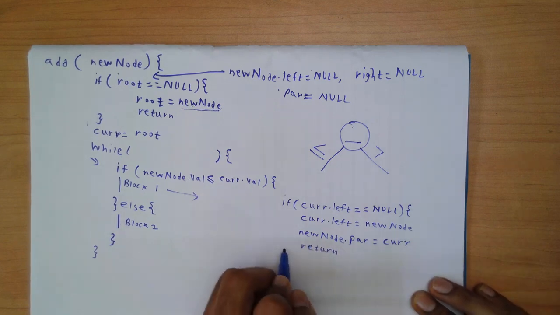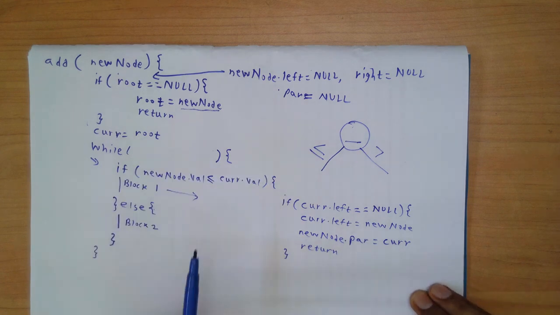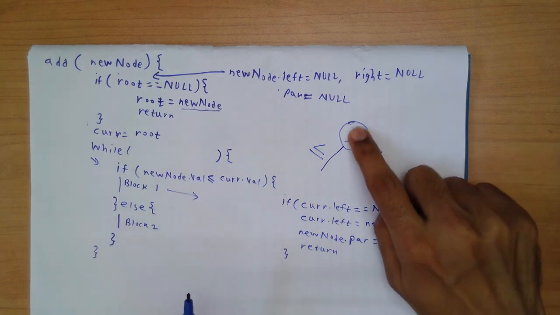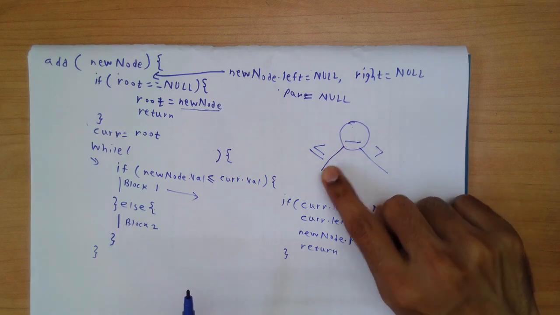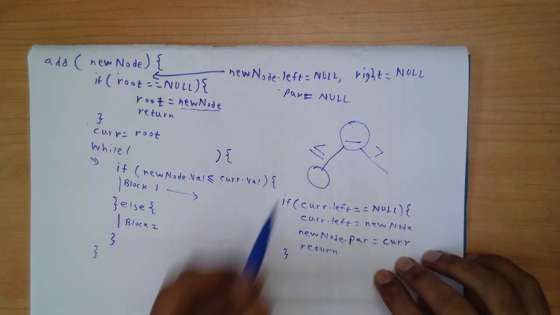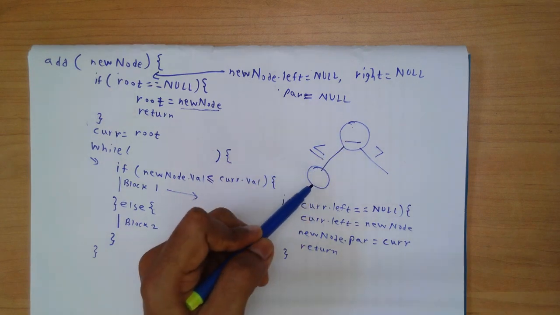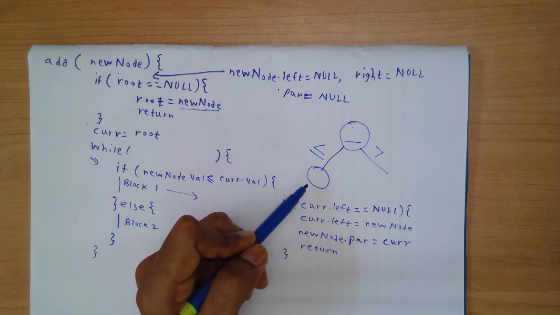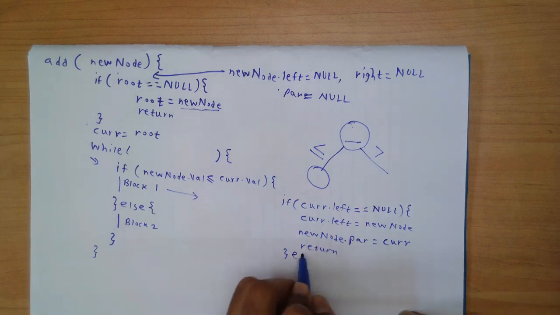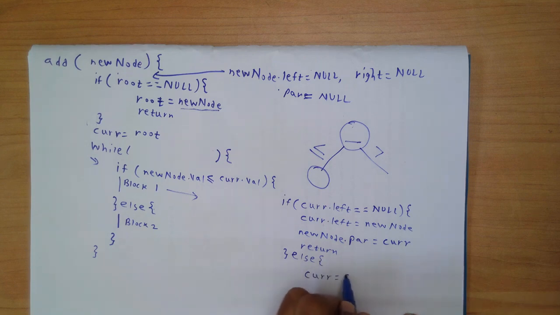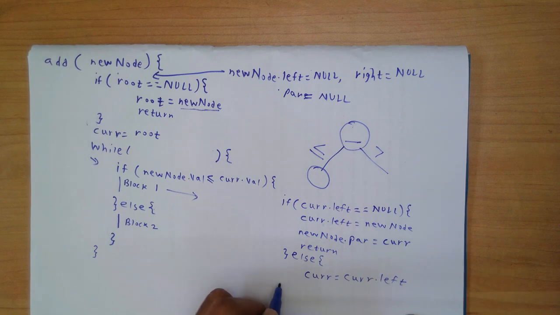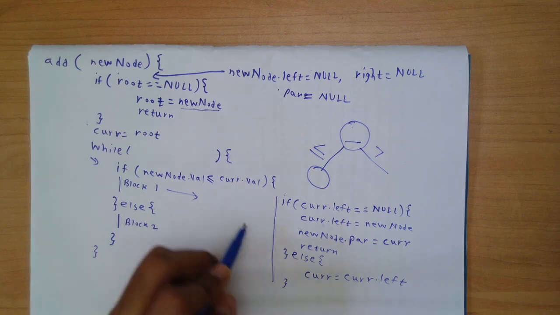Okay. However, if I know that the value that I'm trying to insert is less than the value in the current node, but the current node already has a child, if that's the case, then what should I do? Then I have to go and search in my left subtree for the appropriate place for my new node. Okay, so otherwise what I should do is I should say that current is equal to current dot left. Okay, and that's where I'll close my else. So this block needs to go inside here.